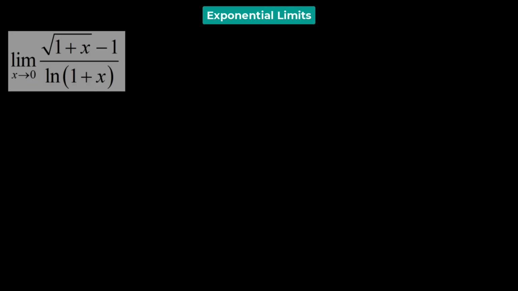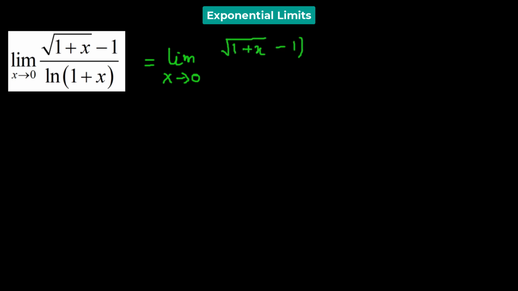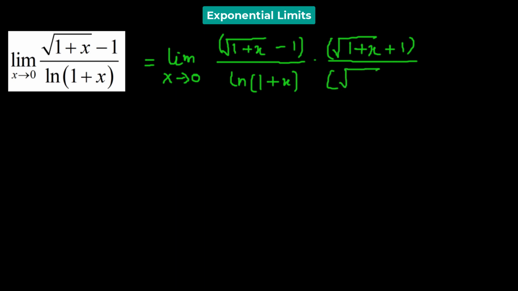Let's do another one. So here we have another function whose limiting value needs to be determined when x approaches 0. So we have an irrational form in the numerator, so we will need to rationalize it. So let us begin rationalizing the numerator. So we have square root of 1 plus x minus 1. So we are going to multiply it by square root of 1 plus x plus 1, and we need to multiply it to the denominator as well. So we have square root of 1 plus x plus 1 in the denominator.